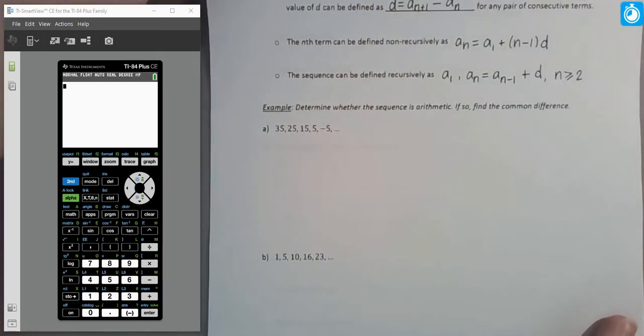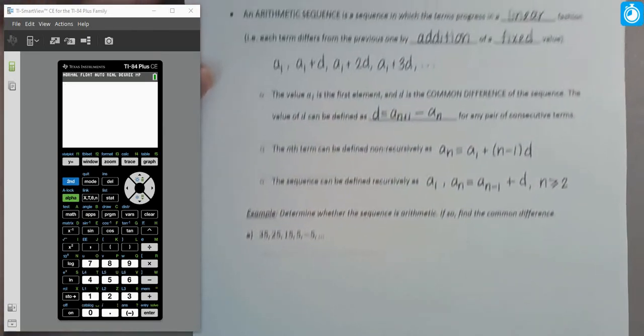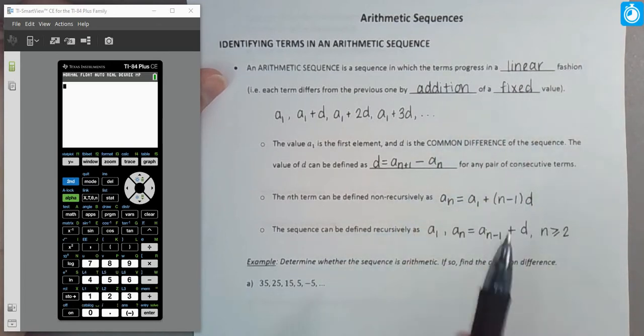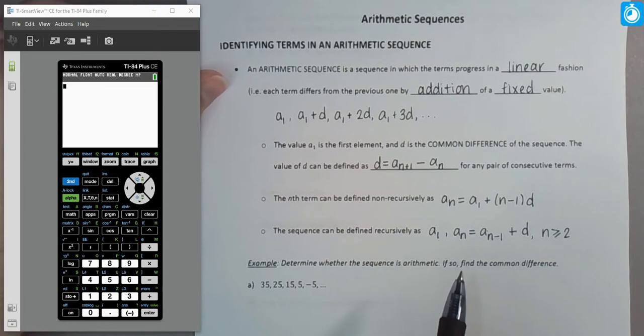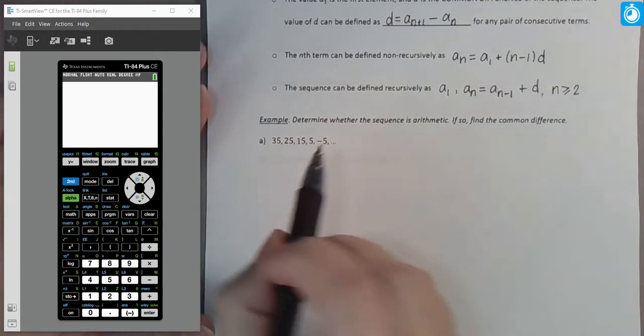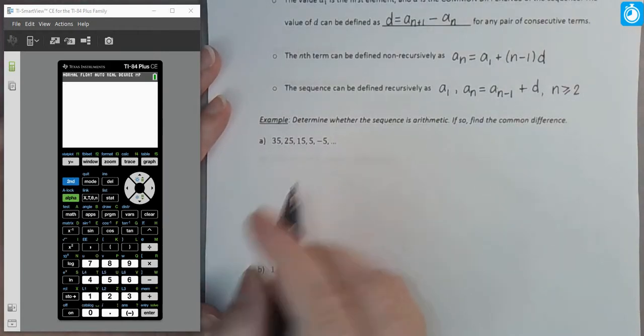So let's determine whether the following sequences would meet the requirements to be defined as arithmetic. And if so, we want to find the common difference. So how do we know if a sequence is arithmetic? Well, again, the idea is that all of the terms progress in a linear fashion, which means if we look at the difference between any two consecutive terms, it's the same difference for any pair of consecutive terms. So for A sub 1 to A sub 2, what is the common difference in this case?